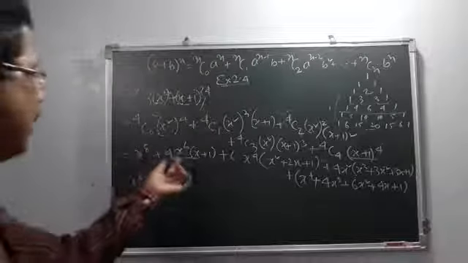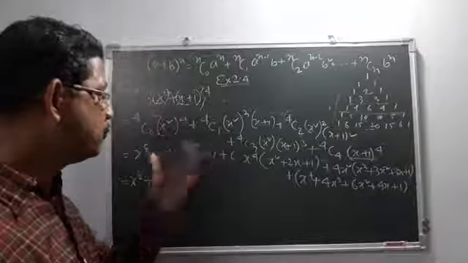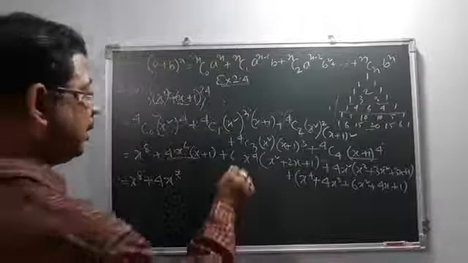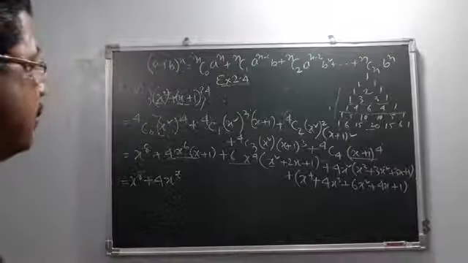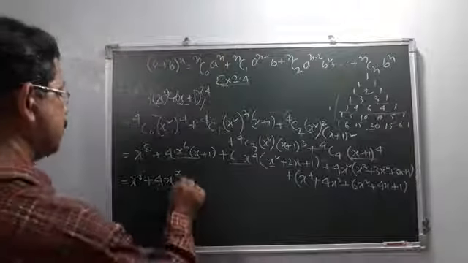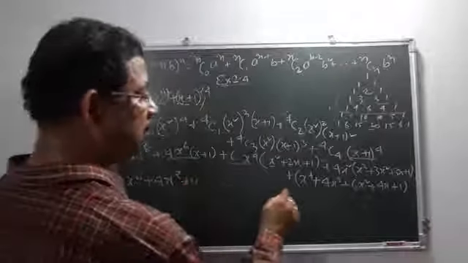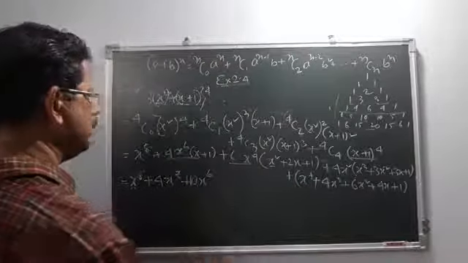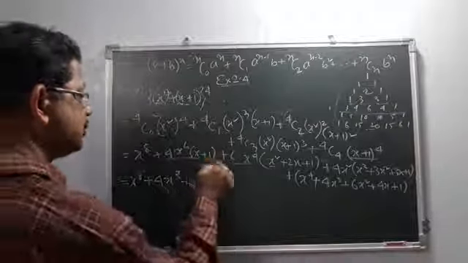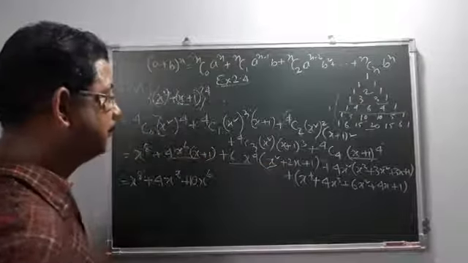If we multiply 4x to the power 6 into 1, 4x to the power 6, and these two if we multiply, 6x to the power 6. So 4 plus 6 is 10, and we will get 10x to the power 6. So this one is finished, that one is finished.